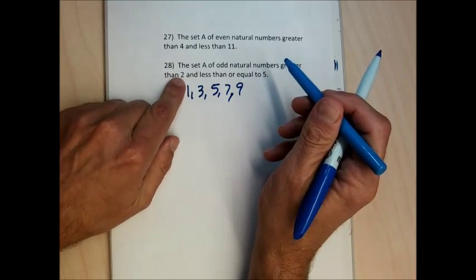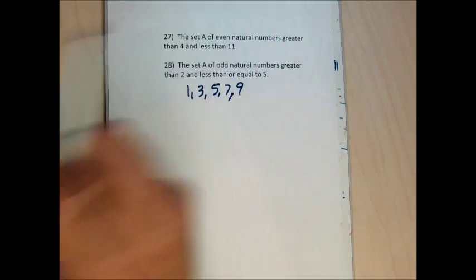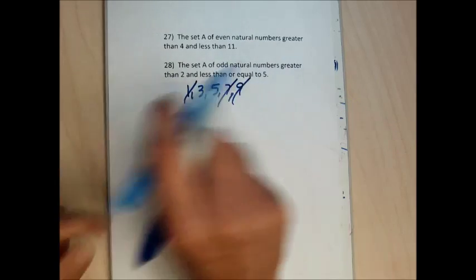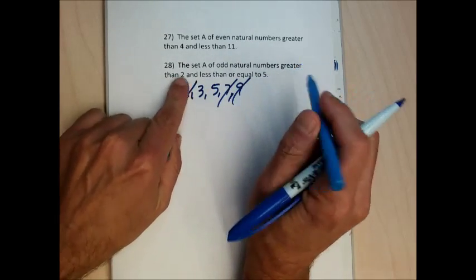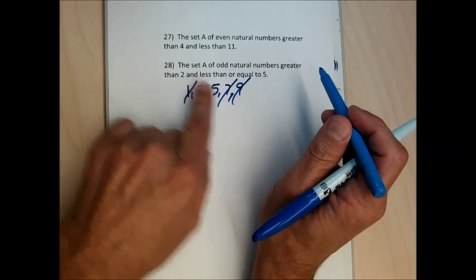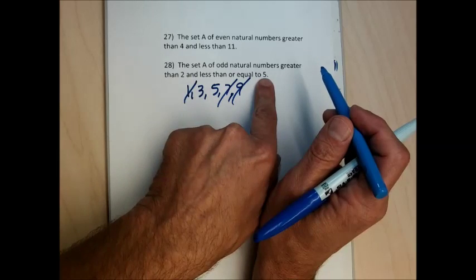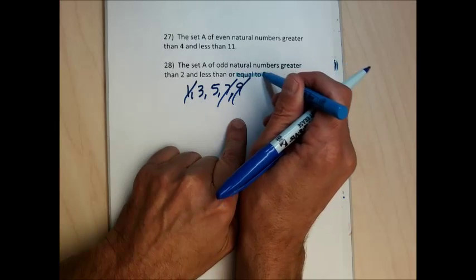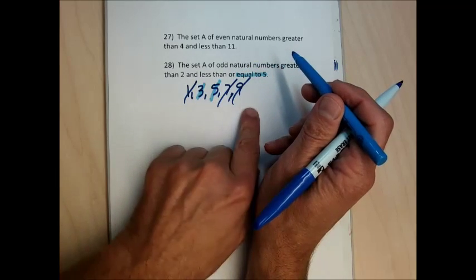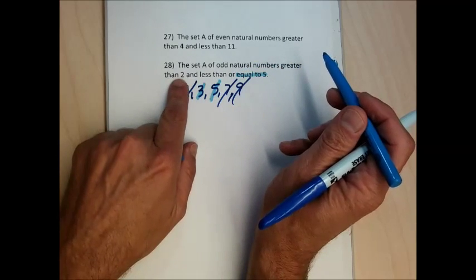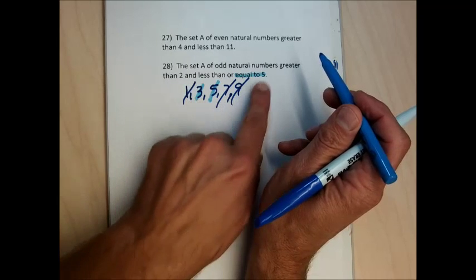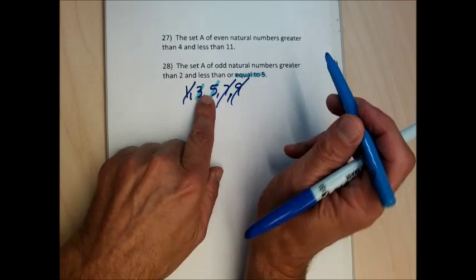Greater than 2 means not to include the 2. I'm not going to include the 1, the 7, and the 9 because they're not between 2 and 5. I wouldn't include the 2, but it's not in this list anyway, so that's not an issue. I have to decide whether to include the 5 or not, and because next to the 5 I have an or equal to, I include the 5. So I want the numbers bigger than 2, not including 2. 3 is bigger than 2. Less than or equal to 5. 5 is equal to 5, so it counts.